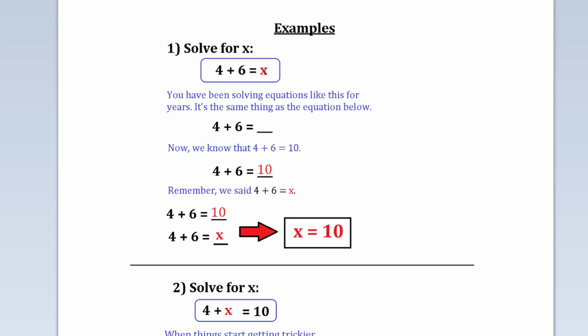But what is different is that we have a letter here instead of a blank or maybe a question mark. You might have seen that in the past. 4 plus 6 is equal to a blank. 4 plus 6 is equal to a question mark. Well, instead of a question mark, we're going to use x, because x is an unknown, just like a question mark or a blank. It's the same thing in this case. So instead of the blank, we have 4 plus 6 is 10. Well, just use an x instead. 4 plus 6 is x. 4 plus 6 is 10. So 10 is equal to x.